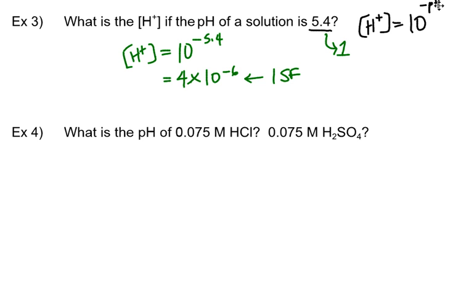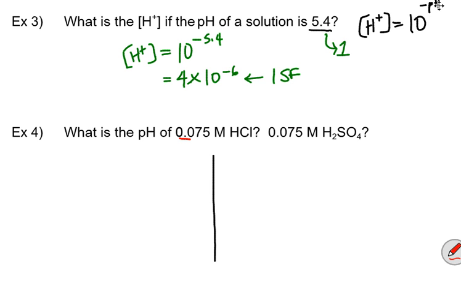And then example number 4. This one I like to do because I'm showing you the difference between an acid with 1 H and an acid with more than 1 H. So I'm just going to divide up my screen in half. If I have the pH of a 0.075 molar HCl solution, this is actually pretty easy.